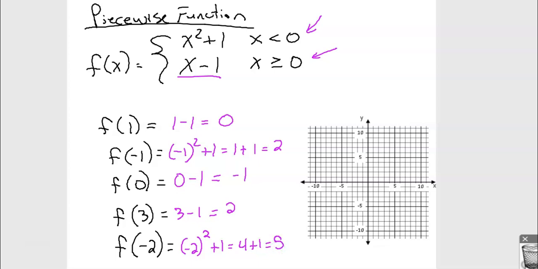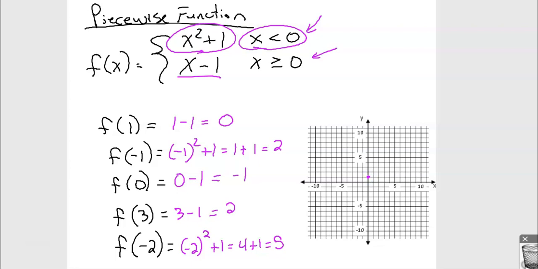And again, if I wanted to graph this, I could. Notice this is x squared plus 1. It's a parabola, but it's only defined on values less than 0. And then for x minus 1, you can graph that, but it's only defined when it's greater or equal to 0. So again, what you could do is just graph the entire function. Let me do that. So x squared plus 1, if I graph that, it would look something.